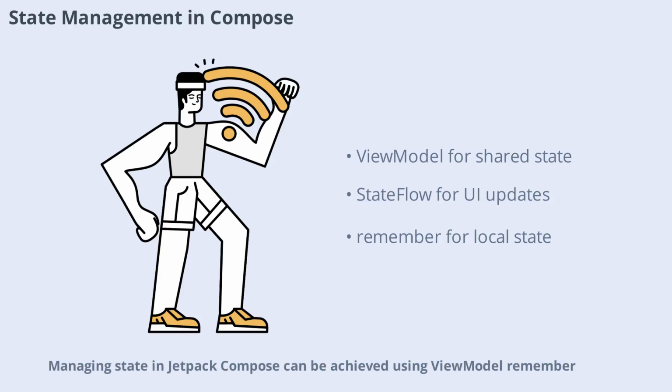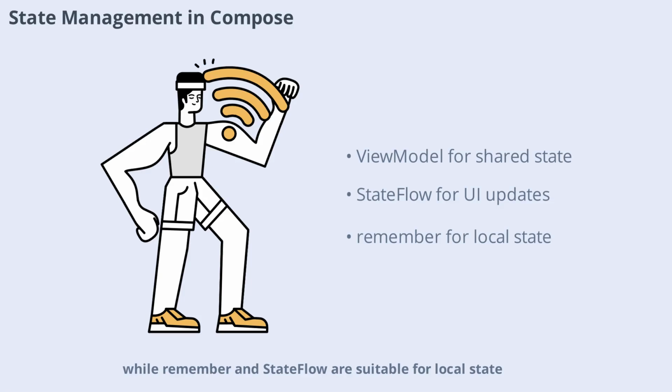Managing state in Jetpack Compose can be achieved using ViewModel, remember, StateFlow, or rememberSaveable. Each method has its own advantages, depending on the complexity and lifecycle requirements of your app. ViewModel is ideal for sharing state across composables and surviving configuration changes, while remember and StateFlow are suitable for local state. Effective state management leads to robust and maintainable UI.